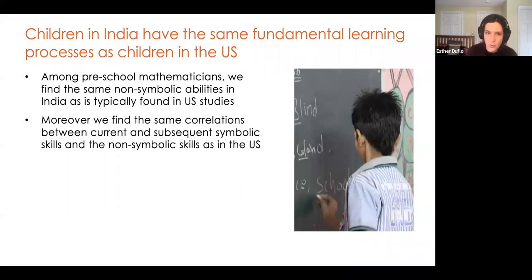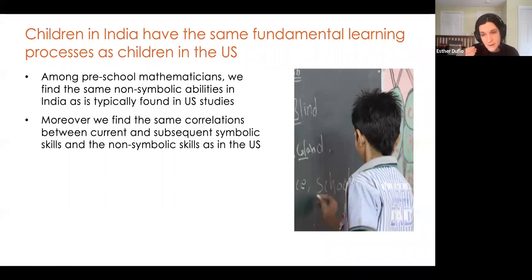But if it were true, then we would not find that the preschool mathematicians, at an age where nutrition should be mattering a lot, would be able to do the math games. In fact, we find that the preschool mathematicians have the same non-symbolic abilities in India as is typically found in US studies of very well-nourished, privileged children. Moreover, in our studies, we found exactly the same correlation between current non-symbolic skills and subsequent symbolic skills as in the US. So we find in this setting that the kids who tend to do well on those non-symbolic skills also do better in symbolic skills, like in the US.